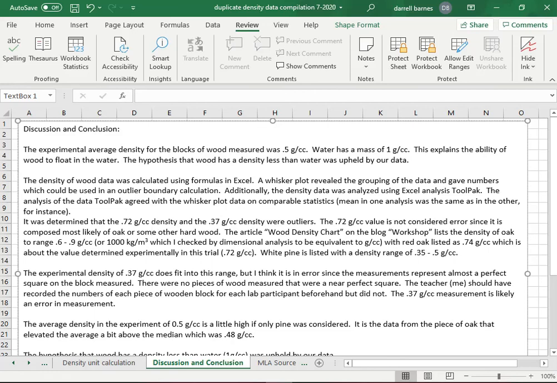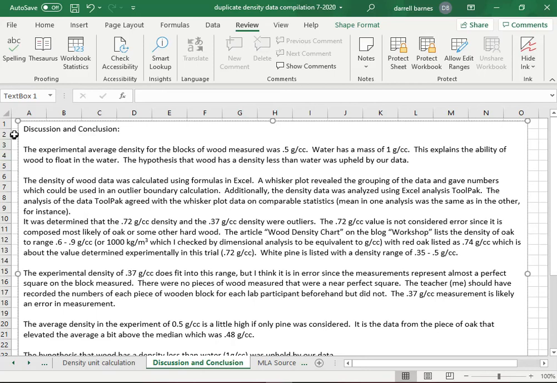Discussion and conclusion. The experimental average density for the blocks of wood measured was 0.5 grams per cc. Water has a mass of 1 gram. This explains the ability of wood to float in the water. The hypothesis that wood has a density less than water was upheld by our data. The density of wood data was calculated using formulas in Excel. A whisker plot revealed the grouping of the data and gave numbers which could be used in an outlier boundary calculation. Additionally, the density data was analyzed using the Excel analysis tool pack. The analysis of the tool pack agreed with the whisker plot data on comparable statistics. For example, mean in one analysis was the same as in the other.